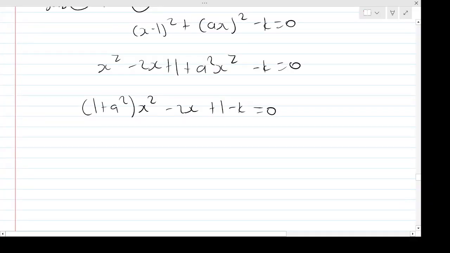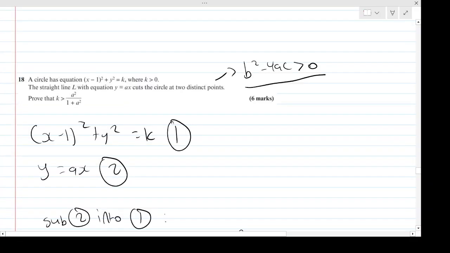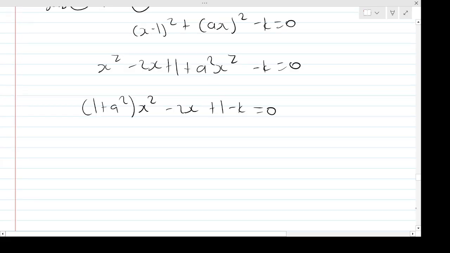At that point, this is where the discriminant's going to help us, because now we can consider the discriminant. Again, if it's two distinct points, that implies, remember the arrow we use, that the discriminant has to be above 0. So that has to be true. Therefore the discriminant has to be above 0.